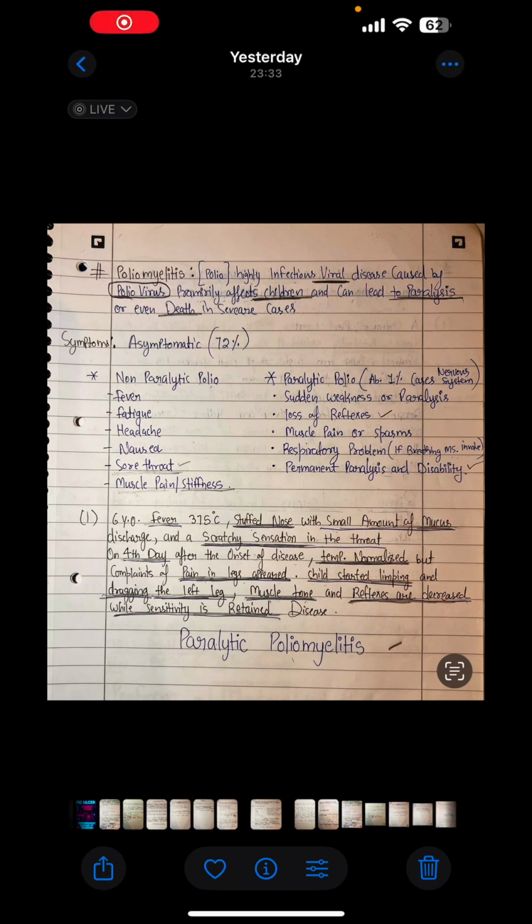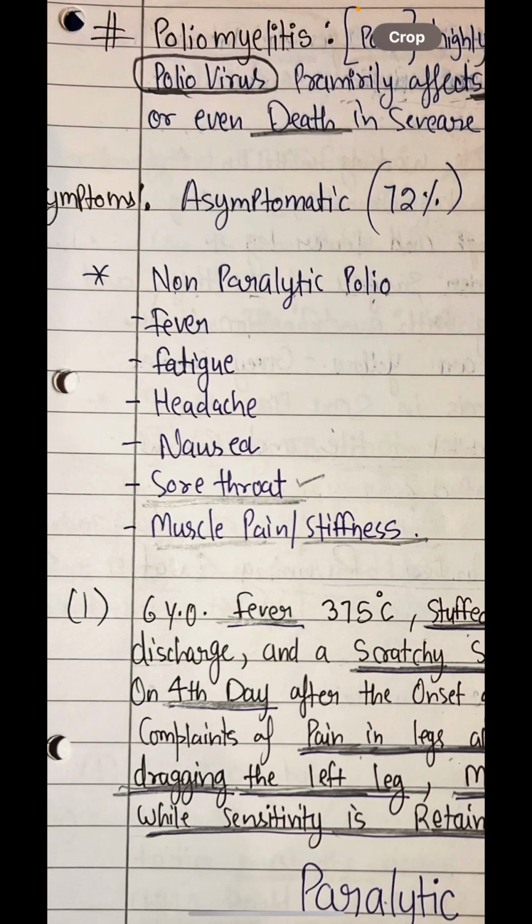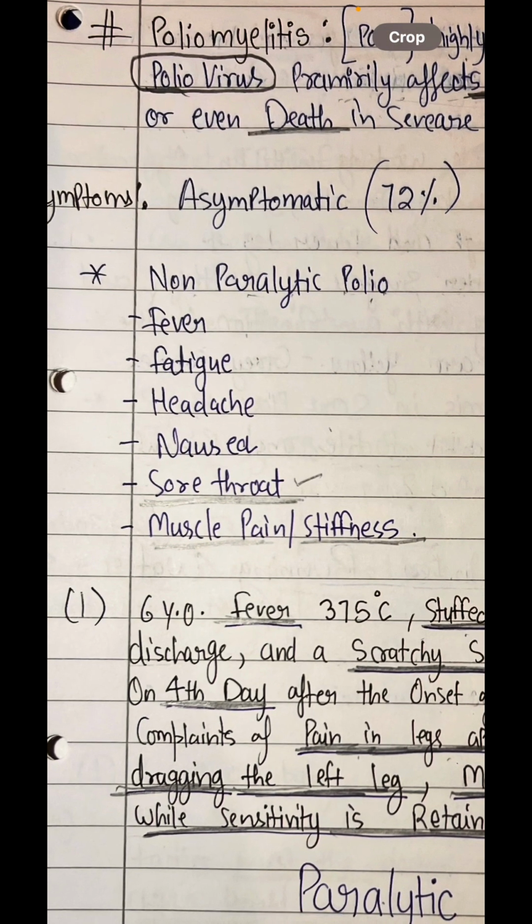So polio is a highly infectious viral disease caused by the poliovirus. It primarily affects children and can lead to paralysis or even death. Most cases will be asymptomatic. However, if symptoms are there, what are they going to be? We have two types of polio: non-paralytic polio and paralytic polio.